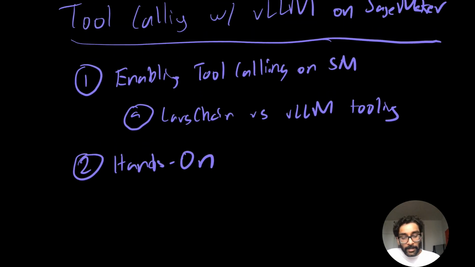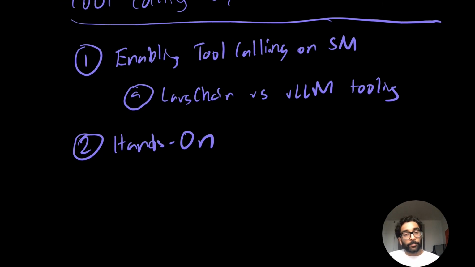So we'll take a look at how we can deploy a model on SageMaker, and then how we can enable tool calling itself with that hosted model in a way that's easy for you to plug into a real world application for your own use case.